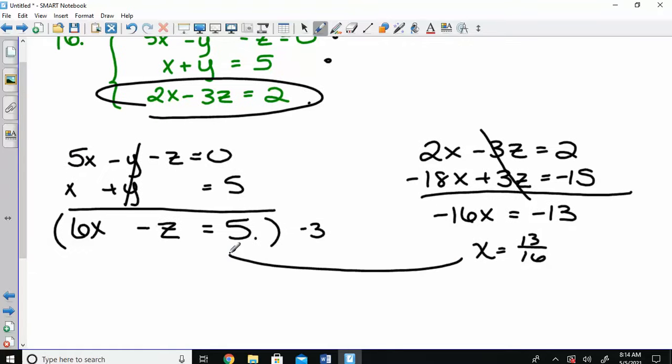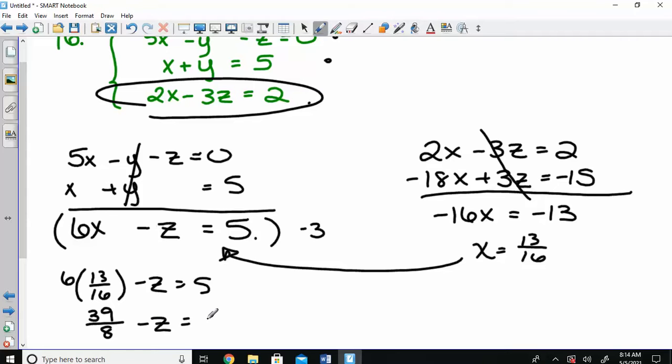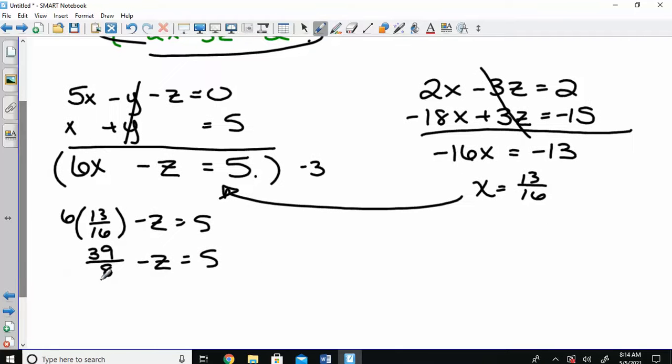So if I want to plug that one in here, we have 6 times 13 over 16 minus z equals 5. So what does that give us? So if I subtract over my 39 over 8, I get negative z equals 1/8. Divide by negative 1, so z is negative 1/8.